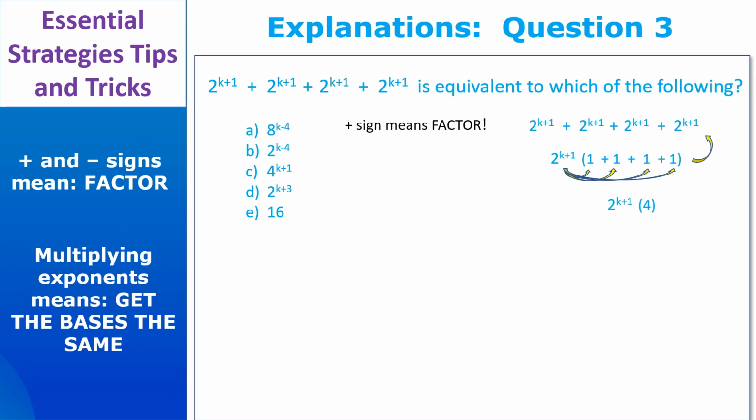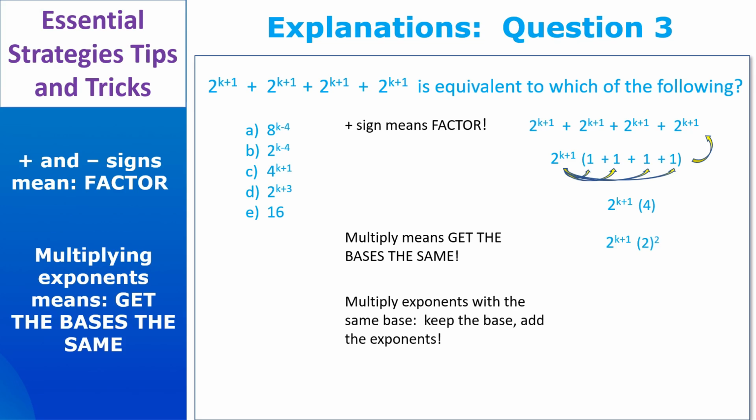All right, next step, let's just add the stuff inside the parentheses and we get 4. All right, now we're in the land of multiplying exponents. And when we multiply exponents, that always means get the bases the same. And that's no problem because 4 breaks down to 2 squared. And now that we have the bases the same, we multiply by keeping the base and adding the exponent. So what we get is 2 to the k plus 3, answer choice D. Very good job. That's a very high level question.